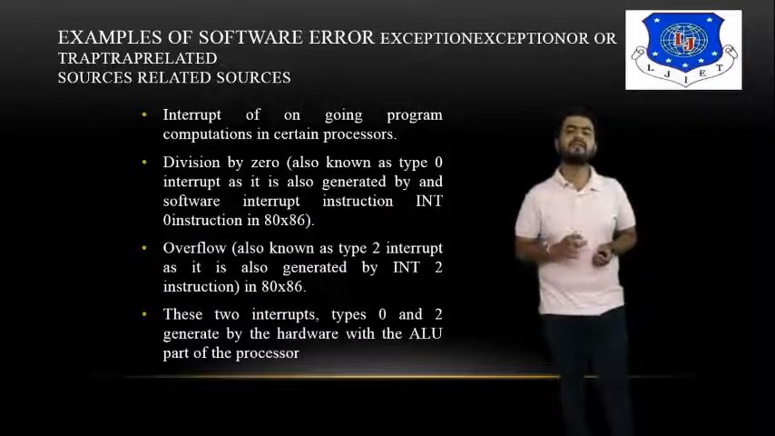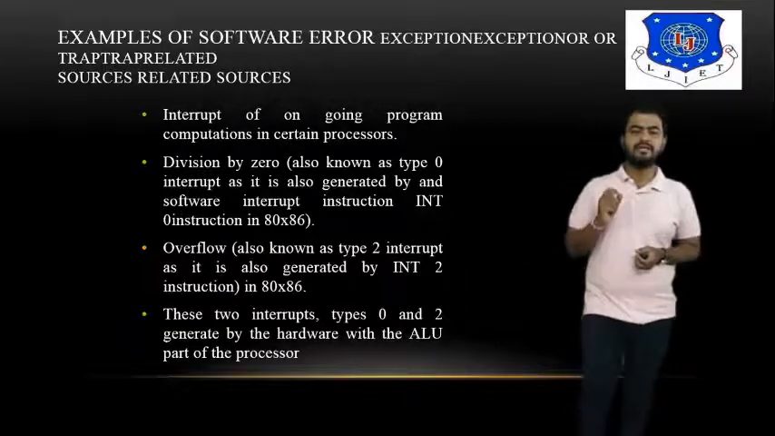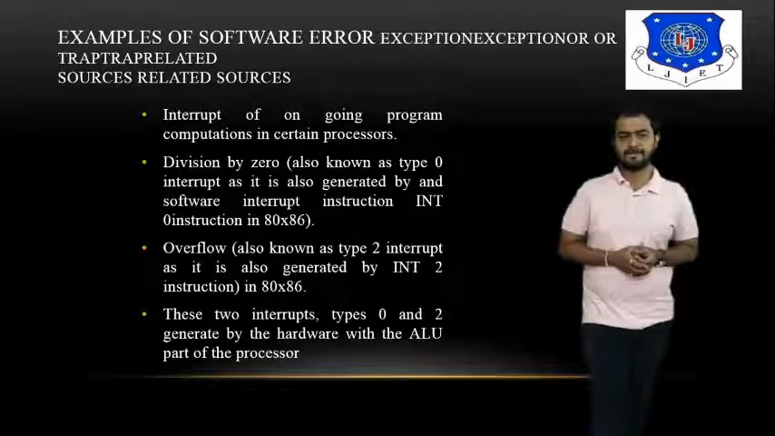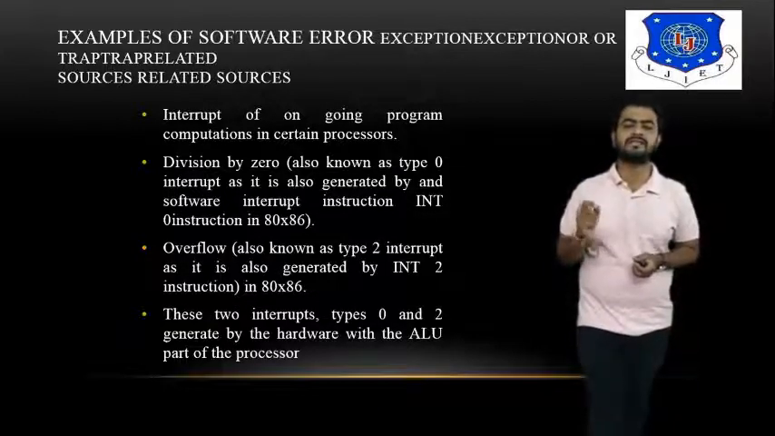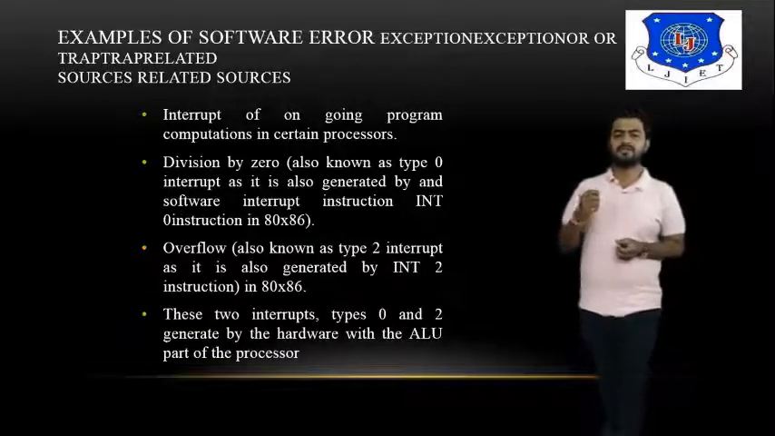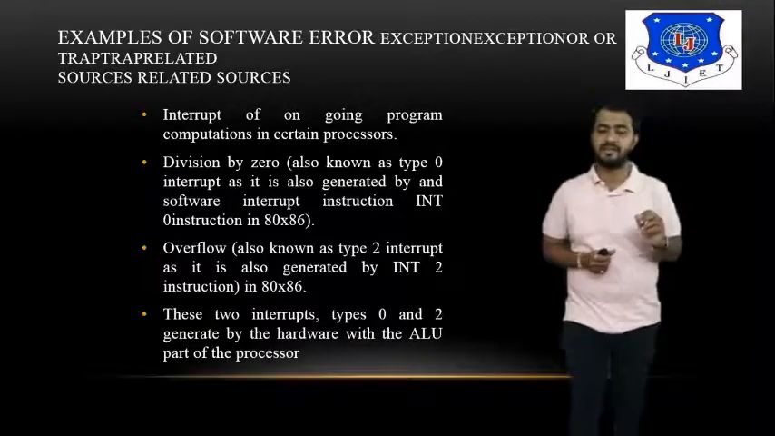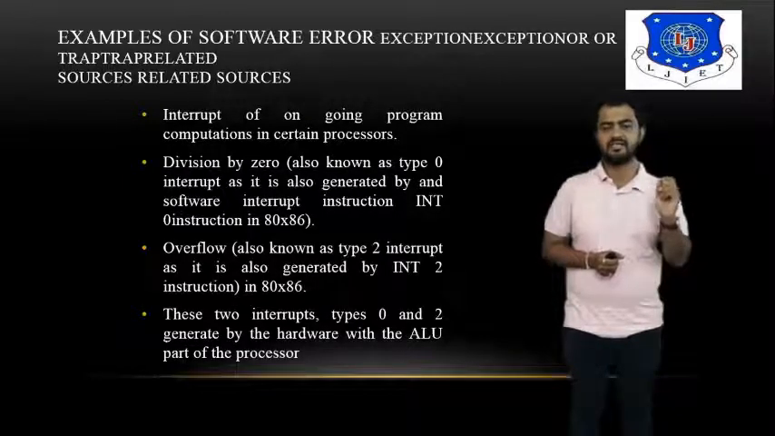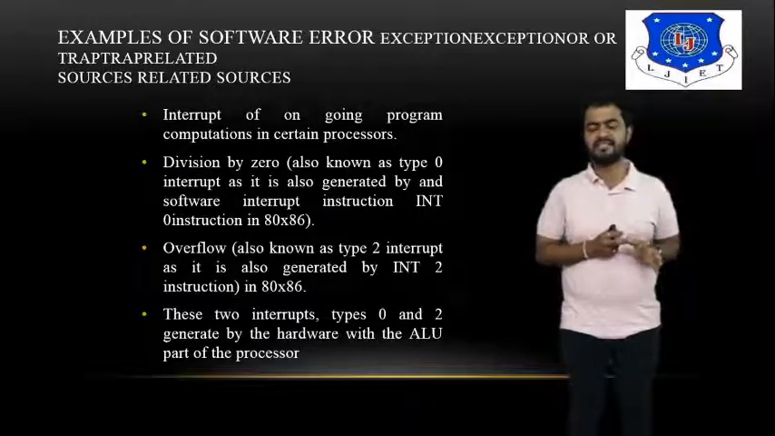Now we talk about examples of software error, exception, or trap related sources. The interrupt of an ongoing program consumption in certain processors, division by zero, is also known as generated by a software trap. So INT is one of the best examples to generate different types of interrupt in the software portion. Overflow detection also generates INT 4. So there are two types of interrupt mechanism in the software portions.